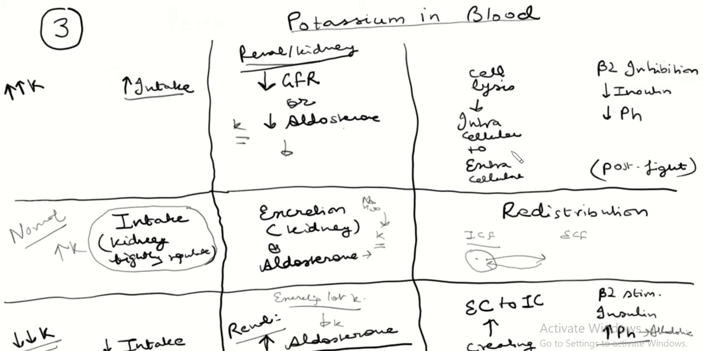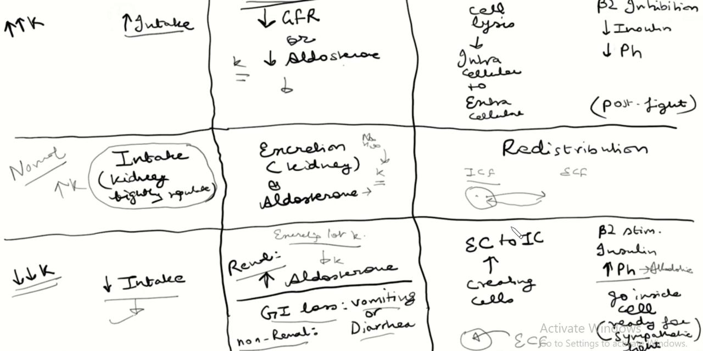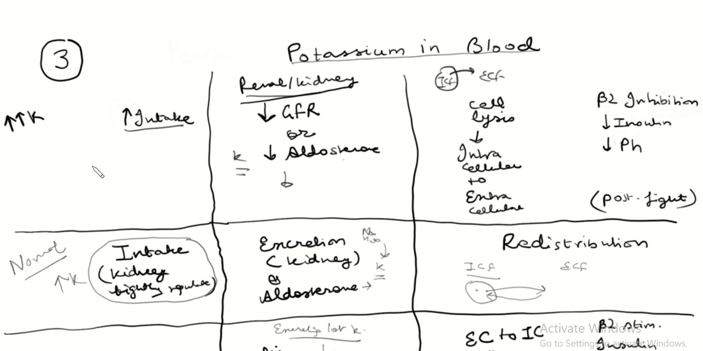Now, what else? I can redistribute it from inside the cell to outside the cell. And the way I remember it is, remember we got ready for the fight, that's when potassium went down, right? Potassium goes up after the fight. What happens after the fight? Well, there's some cell damage. So cell lysis, the potassium inside the cell gets outside. I'm more acidotic. So if my pH is low, that potassium goes from inside the cell to outside the cell.